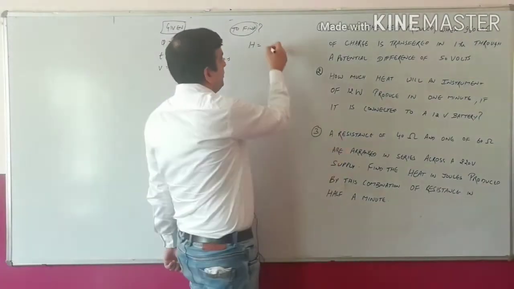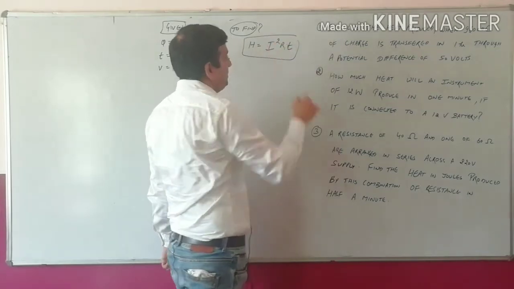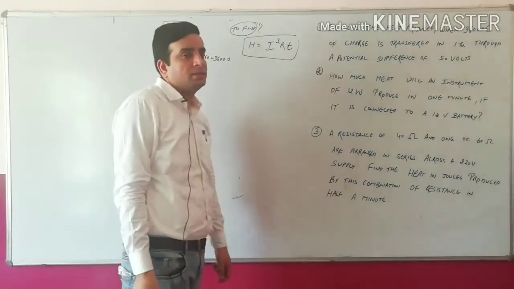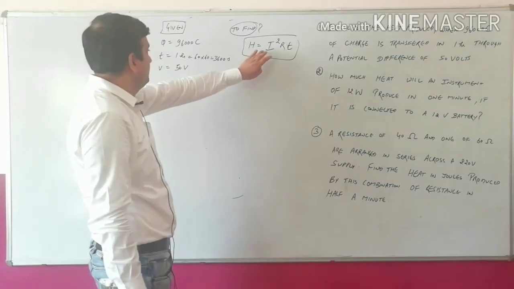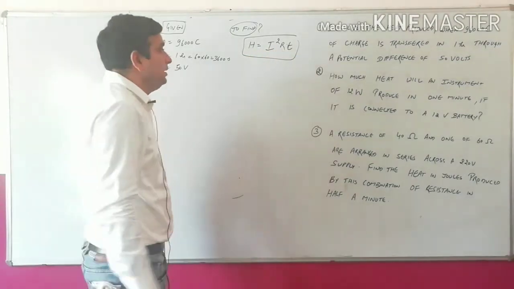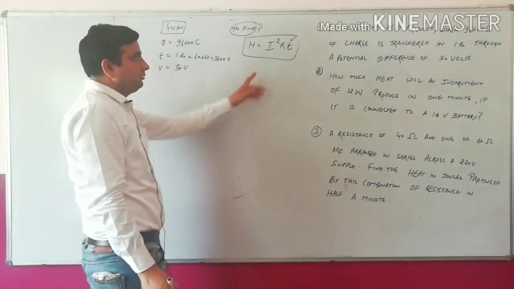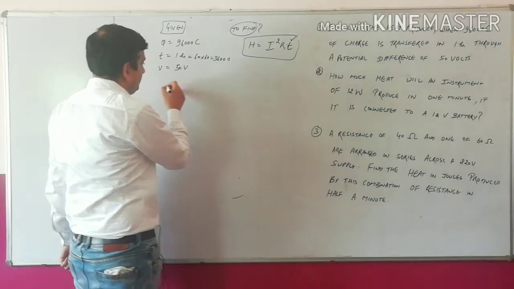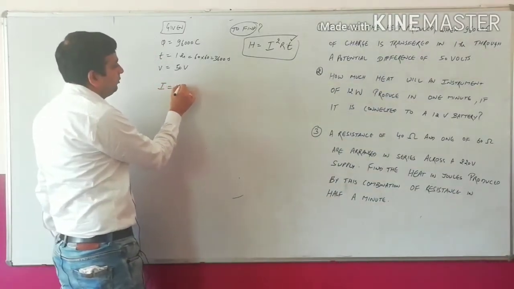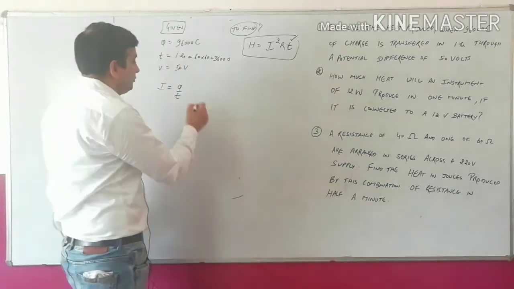And what is Joule's law of heating? I square RT. I stands for current, R stands for resistance and T stands for time. So what is given? T is given. We have to calculate I and R. So first we will calculate the value of I, and all of you are aware of the formula for I. I is Q by T.